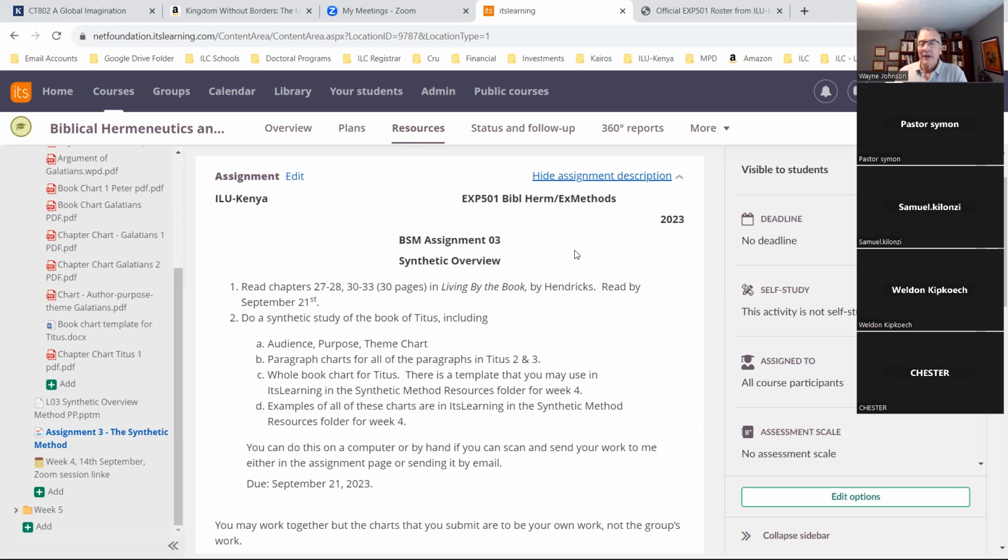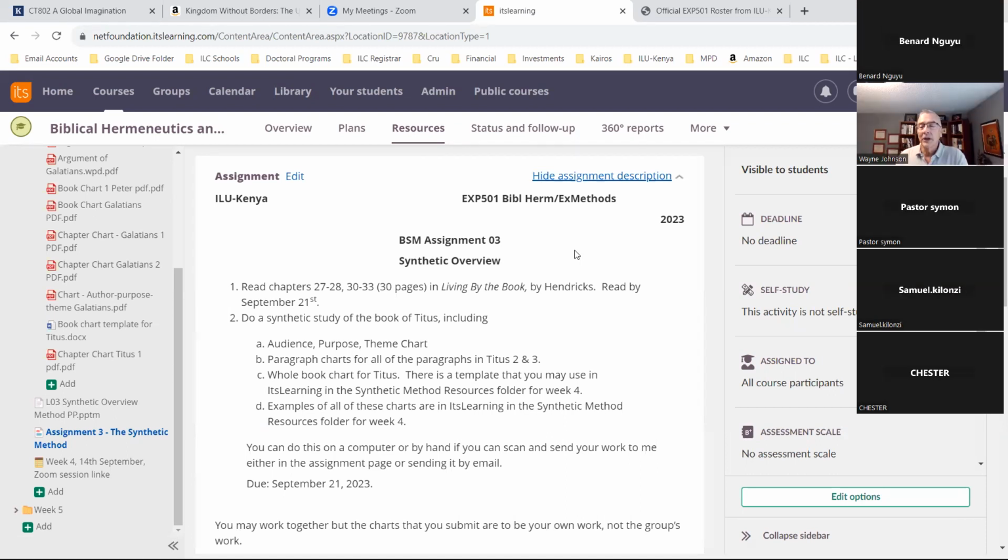Maybe the best thing is to ask the library to put at least one copy on reserve, because somebody could borrow the book for 2 or 3 weeks and then it's not available to the others. But it is available digitally on the Global Digital Theological Library, or as we like to say, GDTL.